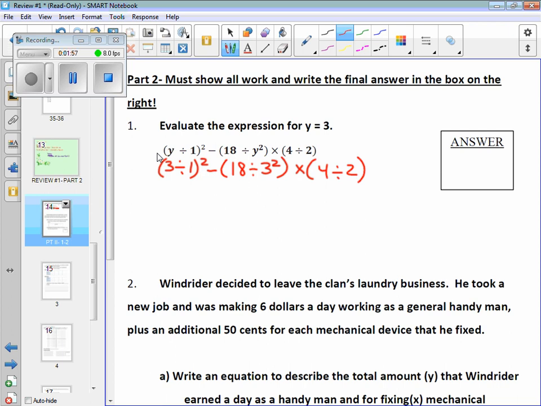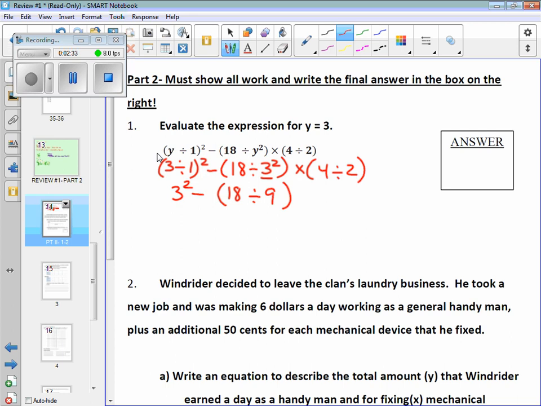Okay. I'm going to evaluate 3 divided by 1, which is, just say it out loud, 3. And don't forget the squared. I'm going to take care of that in the next step. Now, within the parentheses, what do I have to do first? Which is what? Okay, so I'm doing this first within here. But I'm still going to leave my parentheses as is.